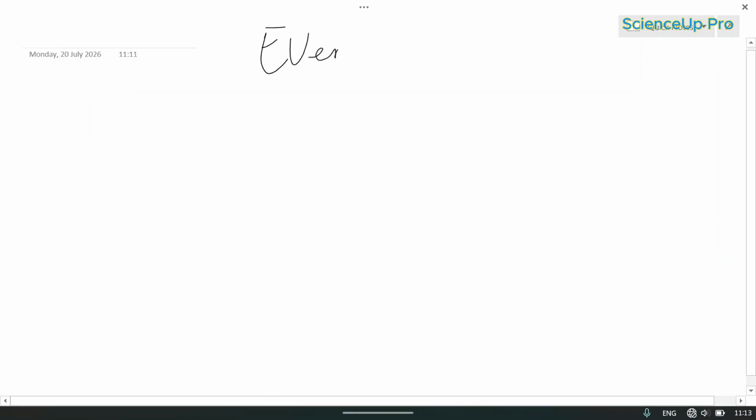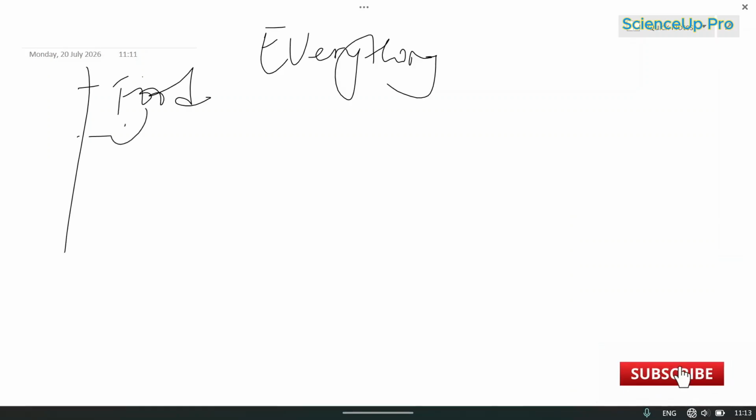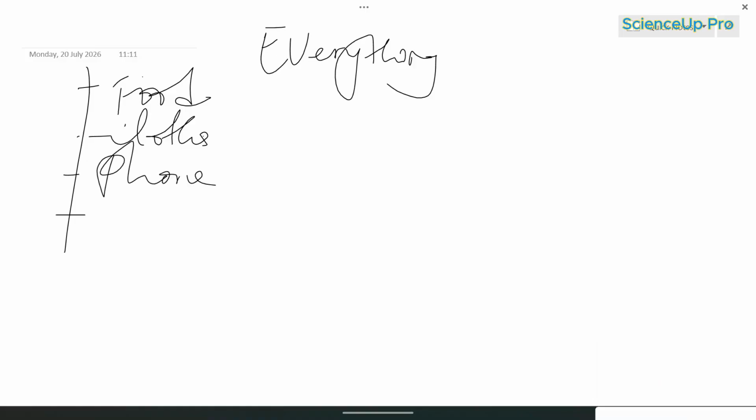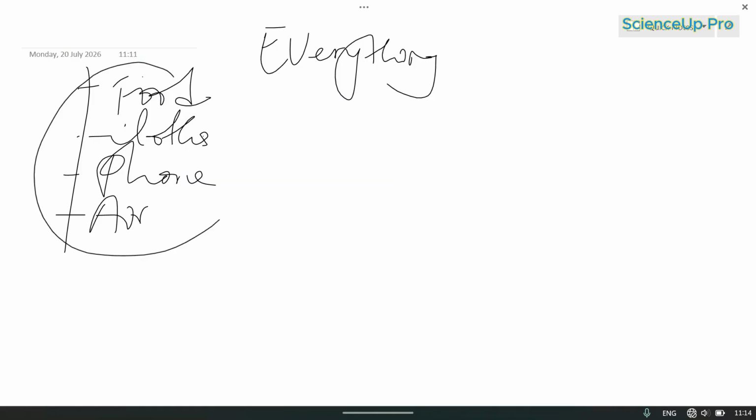Everything you find in this world, from the food you eat, the clothes you wear, the shoes you put on, the phone you are using right now, your computer, even the air you breathe, are all made up of chemicals. And first of all, why do we study chemistry? What is chemistry? And why should we be studying chemistry?